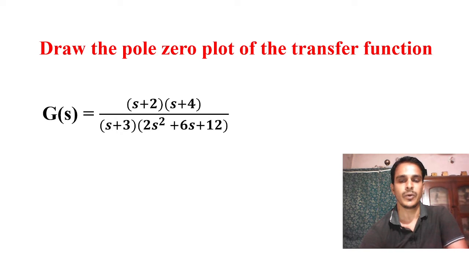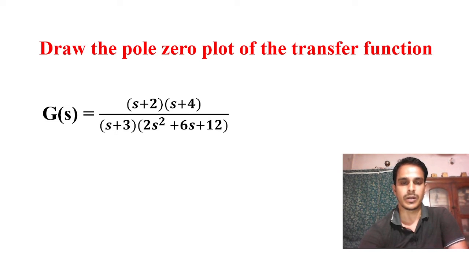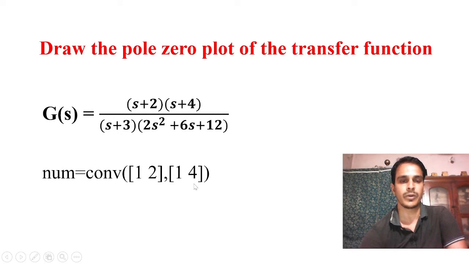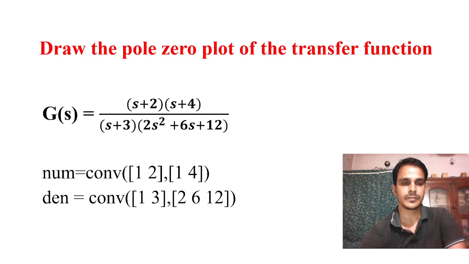And in case of MATLAB, we have the command like this: numerator num equal to conv, start the parenthesis, in square bracket write first term, that is 1 2, comma in square bracket write second term 1 4, and both terms will be enclosed by parenthesis. Similarly, for denominator, den equal to conv, in square bracket first term, comma, square bracket second term, and both terms will be enclosed by parenthesis. Okay, in this way numerator and denominator can be converted into single term.